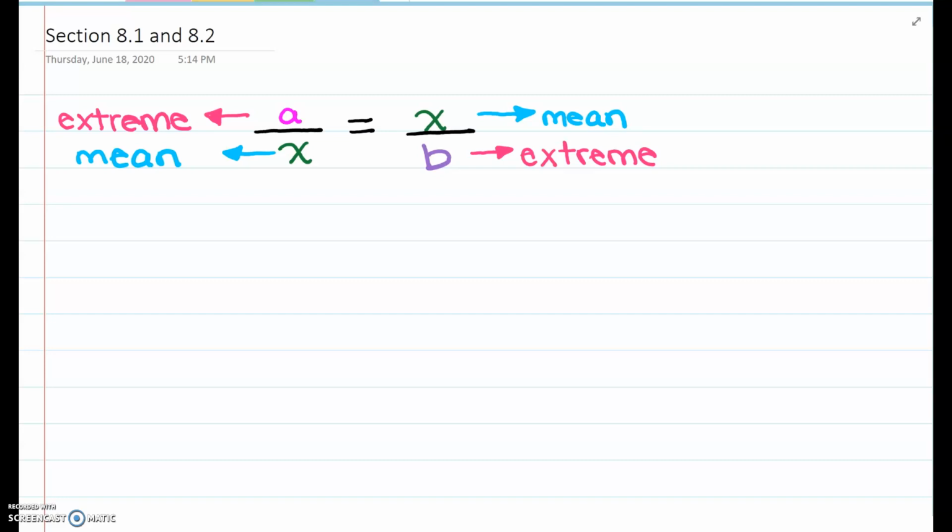Today we will cover sections 8.1 and 8.2. First, we will start with section 8.1, which deals with geometric means.